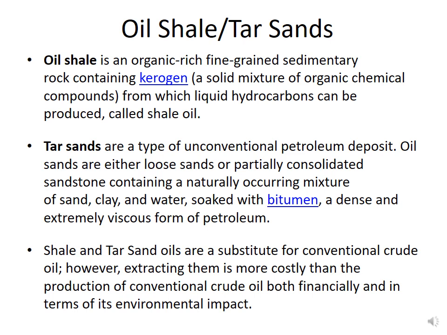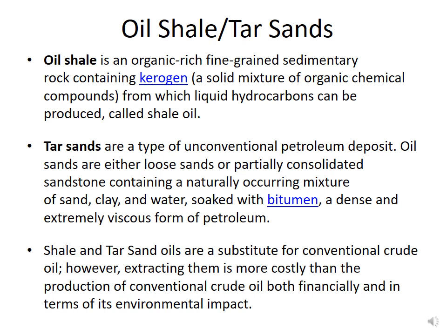properties as oil. Tar sands are similar in that we have sand particles that are loosely consolidated, and they contain sand, clay, water, and it's soaked with bitumen. And bitumen is a dense and extremely viscous form of petroleum, not too different from asphalt, if you can imagine that.